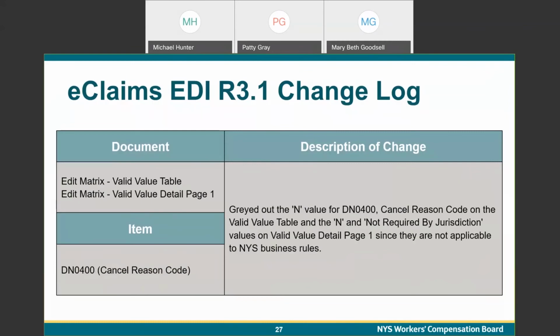On the edit matrix valid value table, as well as the valid value detail, page 1, we updated cancel reason code, and we grayed out the N value for DN 400, cancel reason code of not required by jurisdiction. We grayed that out on both of those tables. And again, this was after review. We realized that it's not applicable to New York State business rules, and that's why it was grayed out.